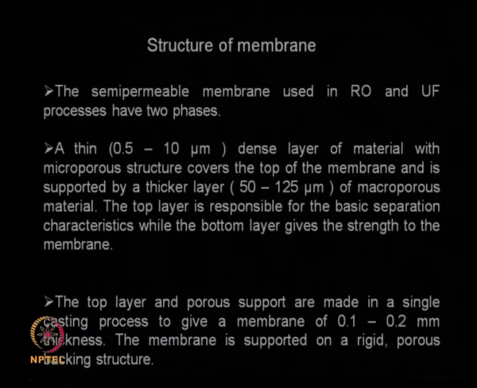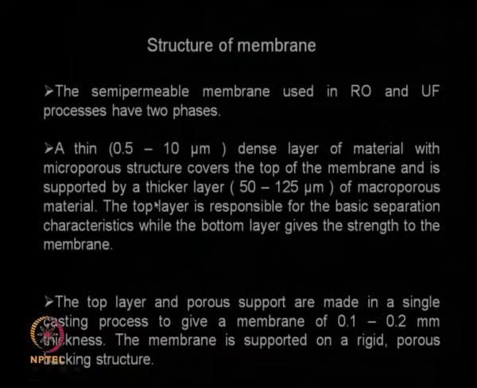Structure of membranes. The membrane will have two phases. You will have a thin dense layer of material with microporous structures, which could be about 0.5 to 10 microns. This structure covers the top of the membrane and it is supported by a thick layer, 50 to 125 microns, of macroporous material. So the bottom layer gives the strength to the membrane, and the top layer is responsible for the basic separation.